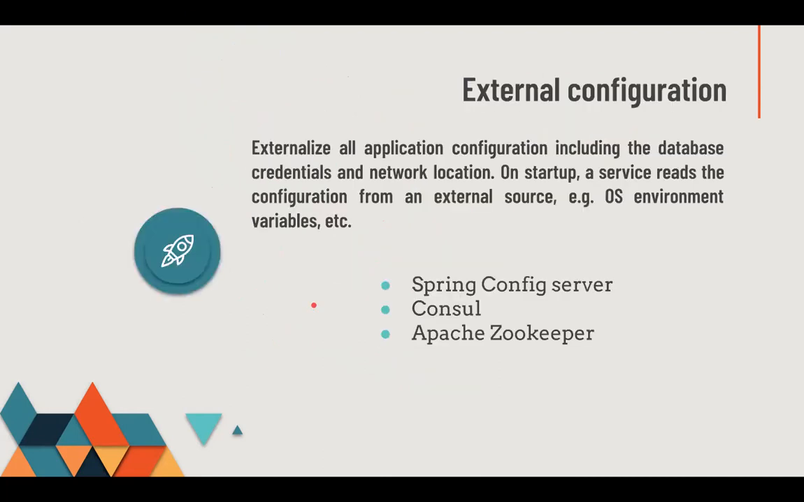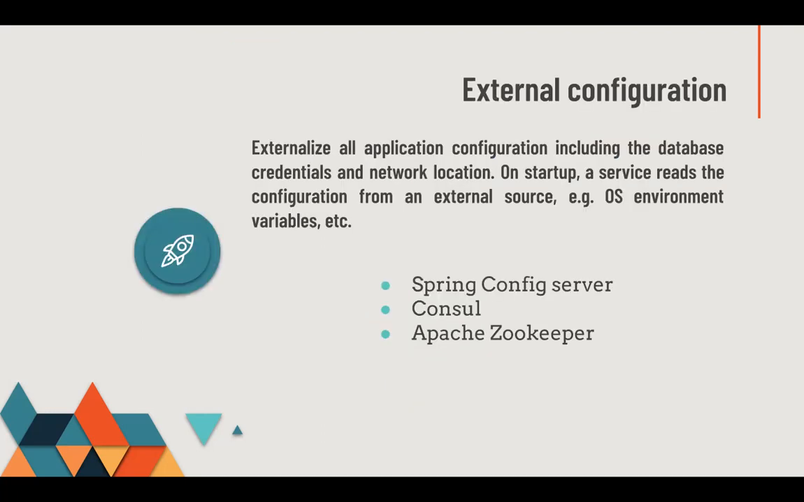And the next thing that we need is external configuration. This means externalizing all the application configuration, including the database, credentials and network location. On startup, a service reads the configuration from an external source, for example, environment variables and so on. So why do we need external configuration? A problem arises.